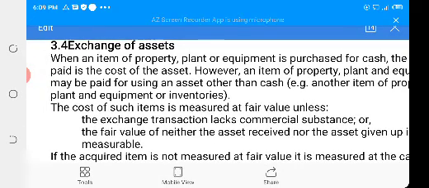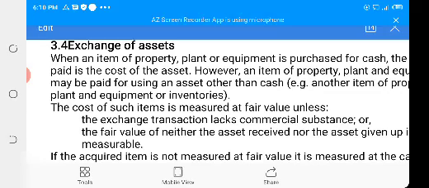Now, the cost of such items is measured at fair value. That means if you are doing an asset-to-asset exchange, the cost of the asset you are purchasing is the fair value of the asset you are giving up. So you must look for the fair value of the asset you are receiving, which will be the cost of the asset you are purchasing. It won't be the book value of that asset.